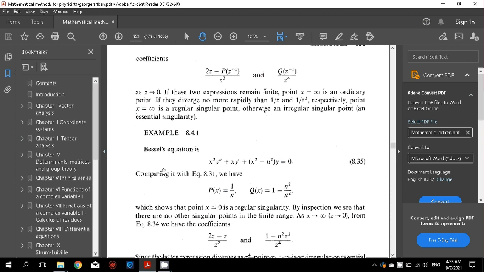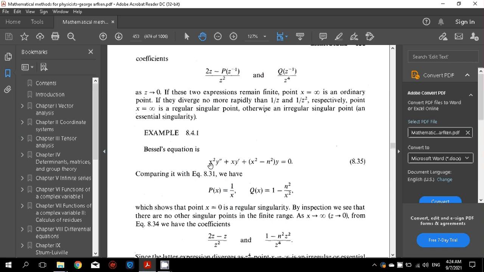Here is an example which shows that x square y double dash plus xy dash plus x square minus n square into y is equal to 0. This is a famous equation known as the Legendre differential equation. Now if we find the value of px, if you compare this equation with the standard form discussed previously, in which we had the standard form as y double dash plus px into y dash plus qx into y, we have to divide this equation by x square to convert this into a standard form.